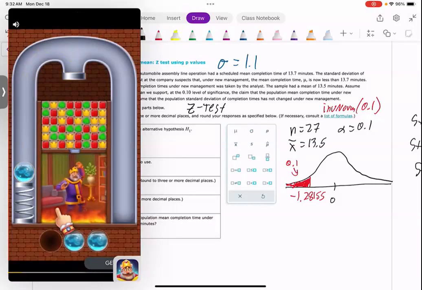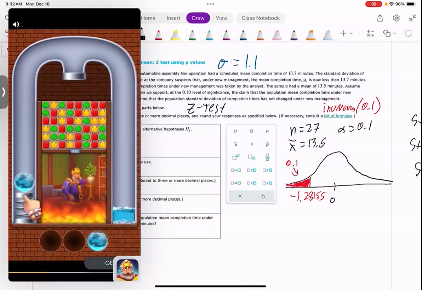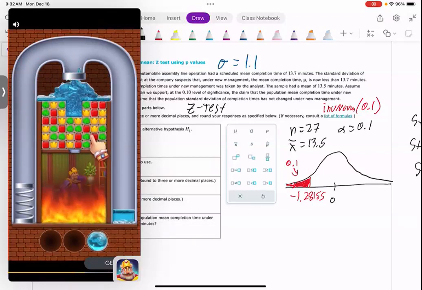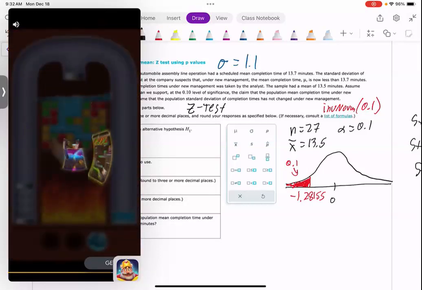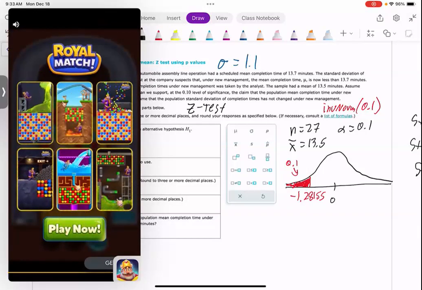Sorry, this may take a minute. This is going to be a long one, I can tell. By the way, I do not endorse or condone any of these games. It's just something I get for getting a free calculator. All right, so maybe we can move on.